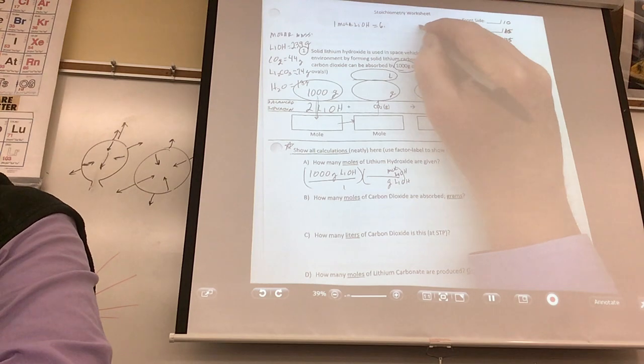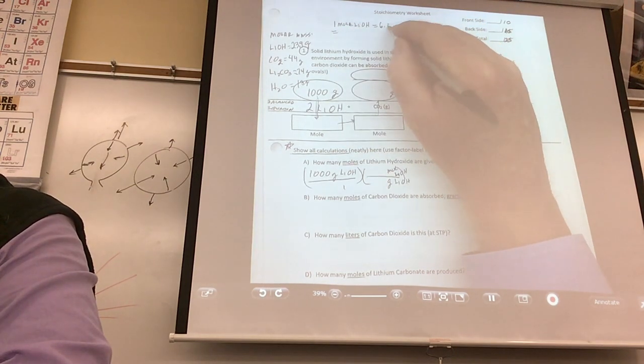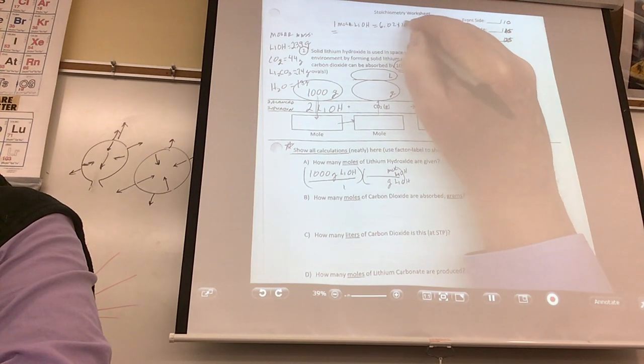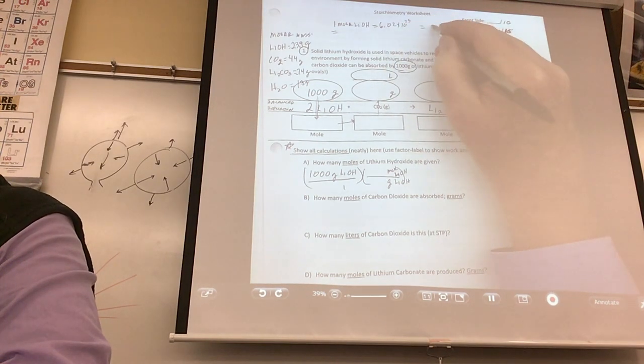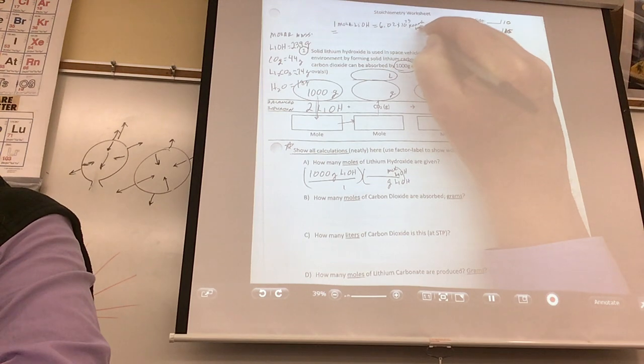Okay, all right, I'll do that over here. It's what now? 1 mole. 1 mole of lithium hydroxide is what? Okay, what is it? 23.9 grams. It's also 6.02 times 10 to the 23rd formula units of lithium hydroxide.